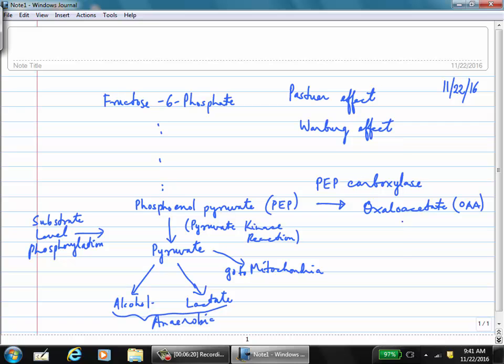So this oxaloacetate can be acted upon by the high energy electrons that you get from NADH. So NADH goes to NAD plus, releasing its high energy electrons to oxaloacetate. So oxaloacetate gets reduced to what is called malate. So malate and oxaloacetate, they are like redox pairs. You oxidize one, you get the other. You reduce the other, you get the original form back. Now, what is the difference?